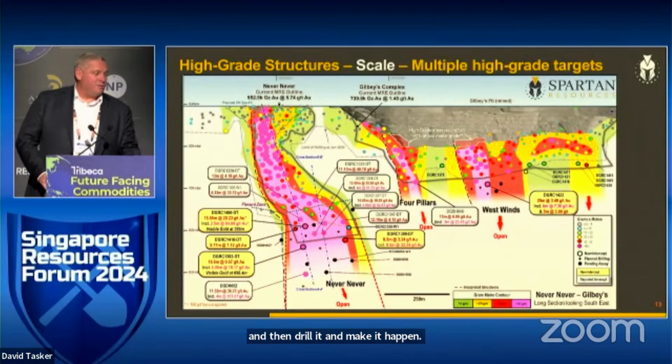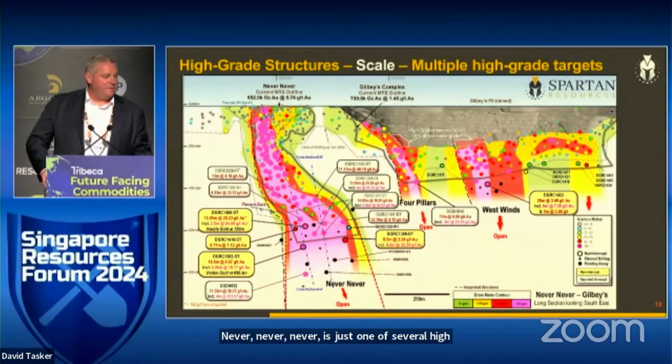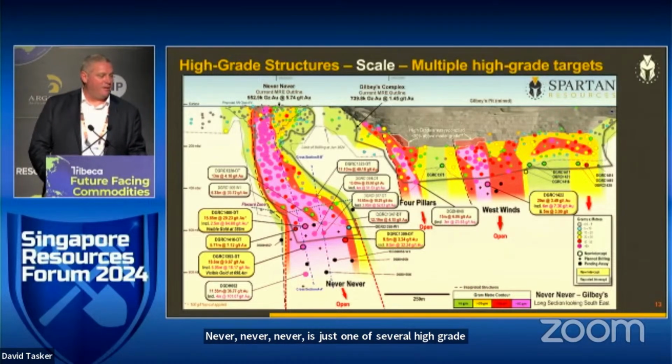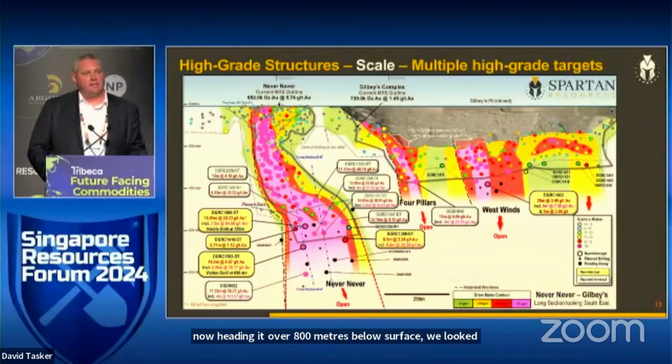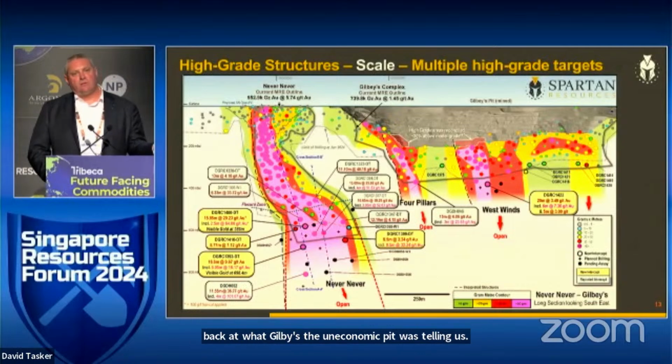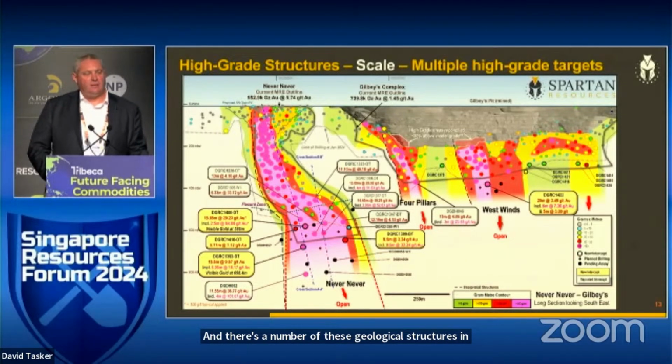Never Never is just one of several high-grade structures in this area. What we did, I suppose, after chasing after this high-grade system for so long and now hitting it over 800 metres below surface, we looked back at what Gilbey's, the uneconomic pit, was telling us, and there's a number of these geological structures in there that highlight that there are very high-grade chutes in that pit that were being mined as one consecutive ore body.